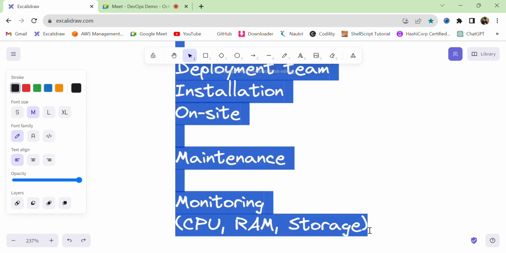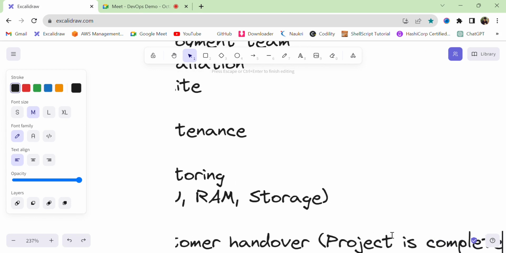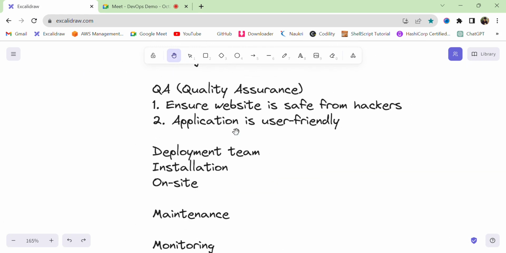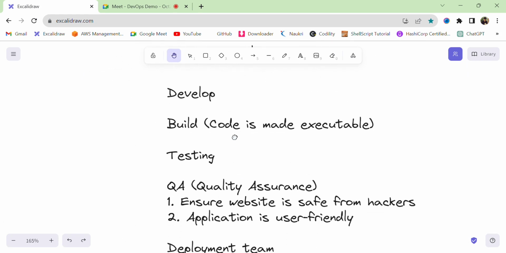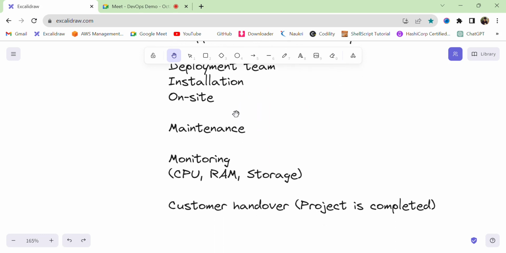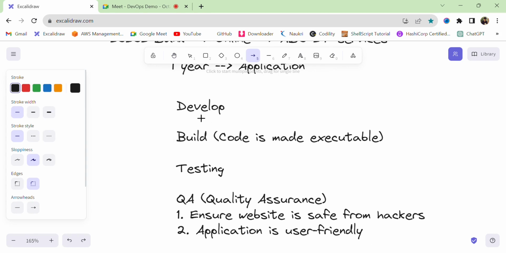After monitoring is done, the next part is customer handover. So the last part is handing over to the customer, and this means that the project is completed. So all the stages that I have explained to you, right from development, build, testing, QA, deployment, maintenance, and monitoring, all these stages need to be performed in order to deliver a product to the customer. That product will be an application that we are delivering, a banking app.